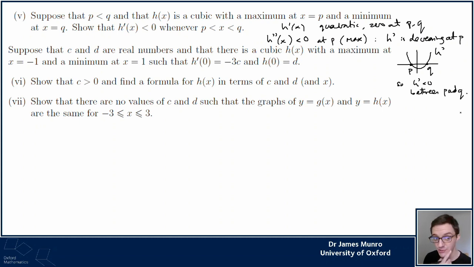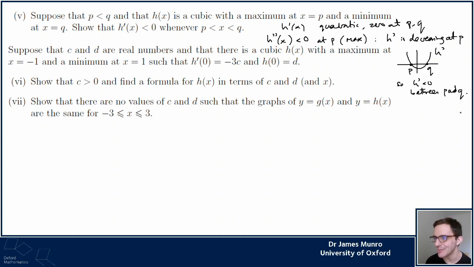There are no other roots. It doesn't change sign. No other roots because it's a quadratic, so it doesn't change sign, and it's negative in between. Okay. Next part of the question wants us to think about a cubic with some more conditions on it.